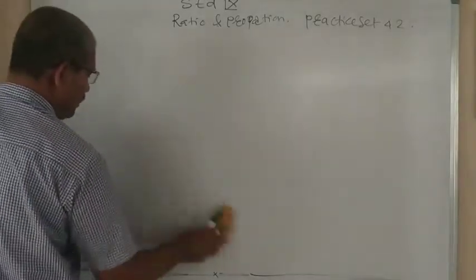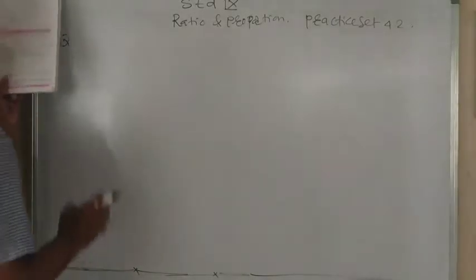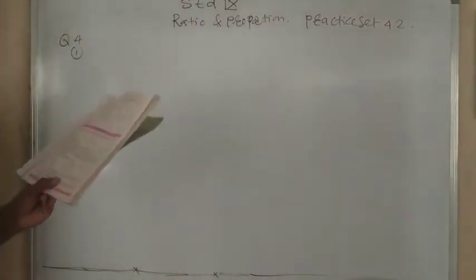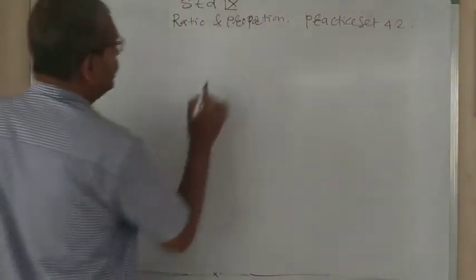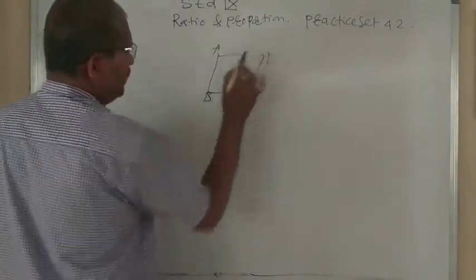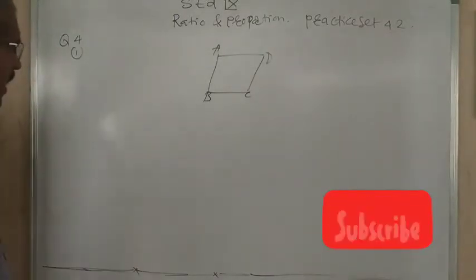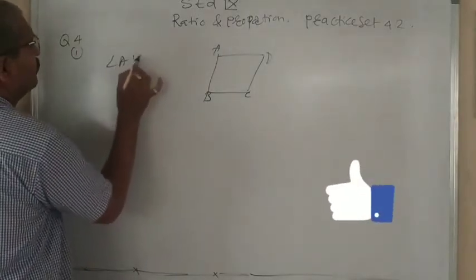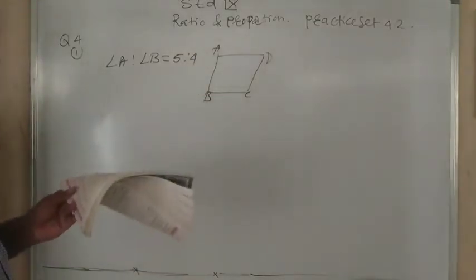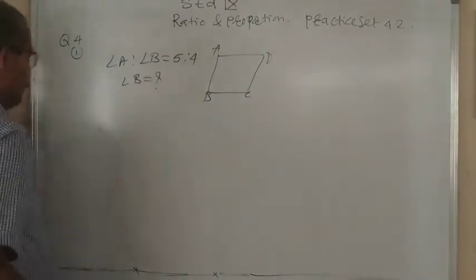Now we will go to question number 4. The rest of the 2 questions are homework to practice, and I am going to tell you question number 4.1. There is one parallelogram, ABCD is a parallelogram. The ratio of angles A and B is given as 5:4. Find angle B. How will you find?